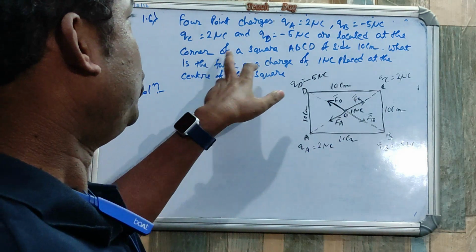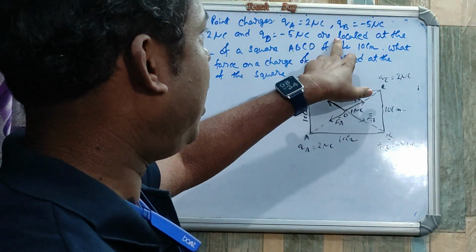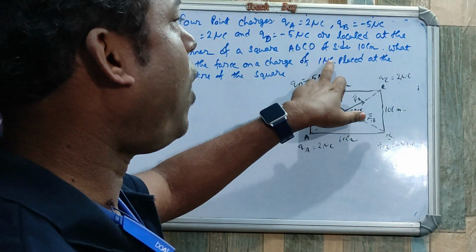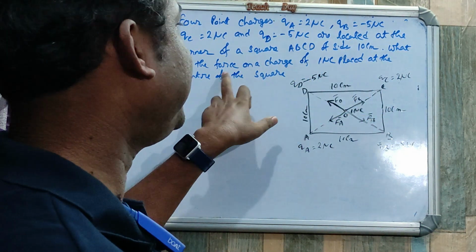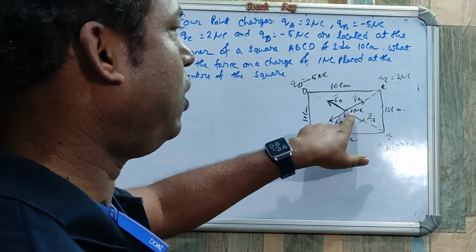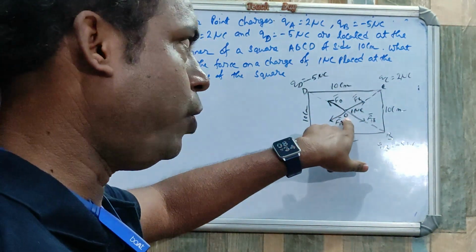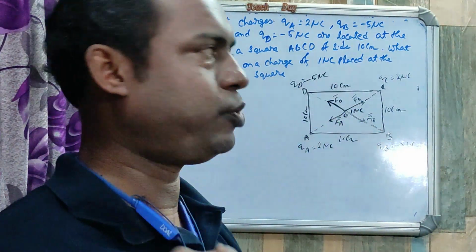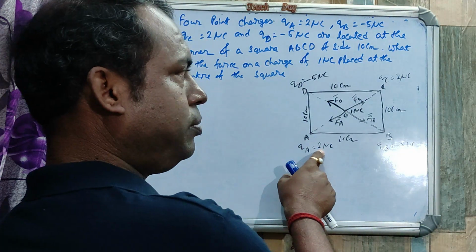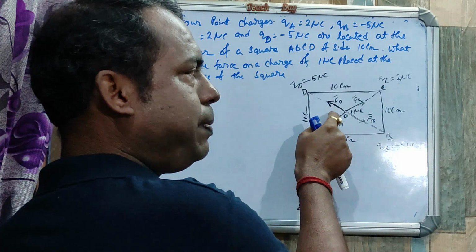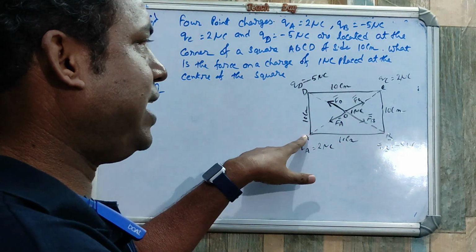Okay, so now they are located at the corners. What is the force on a charge of 1 microcoulomb placed at the center of the square? Here another charge of 1 microcoulomb is placed at the center point O. Just check it out. This one is positive, 1 microcoulomb, and this one is positive, 2 microcoulomb. So obviously both are positive, so this force is repulsive in nature, directly along this.